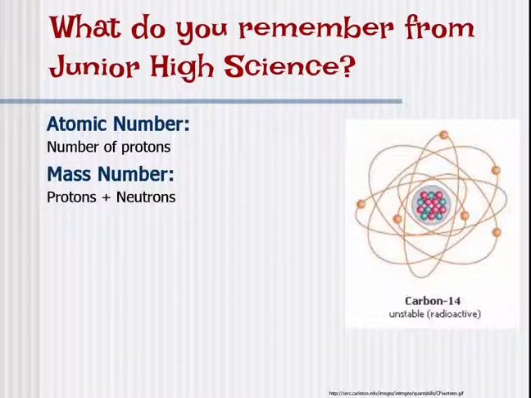The mass number: remember that electrons have almost no mass, but protons and neutrons both have what we call an atomic mass unit of 1. So for the total mass of an atom, you simply add the protons and the neutrons.